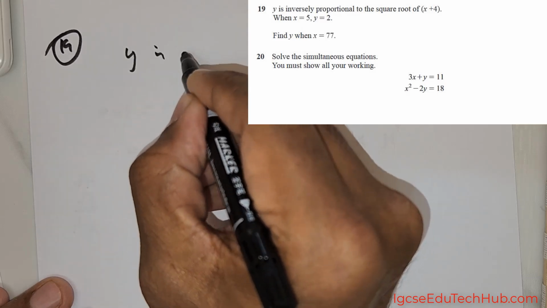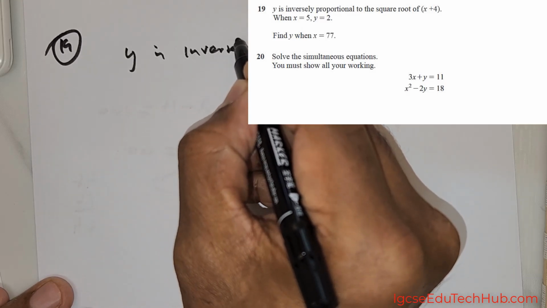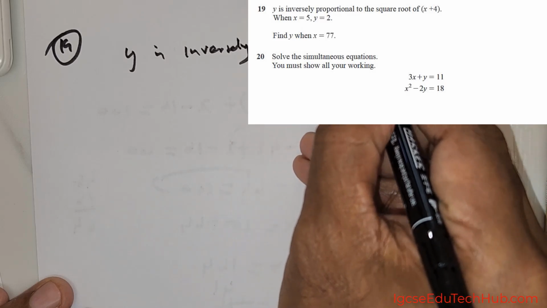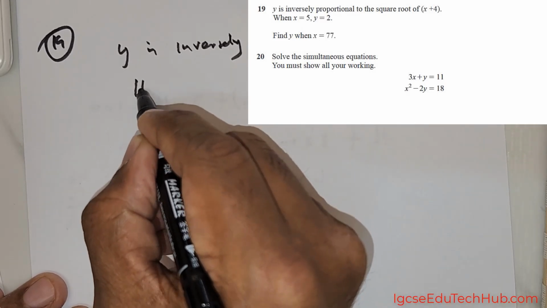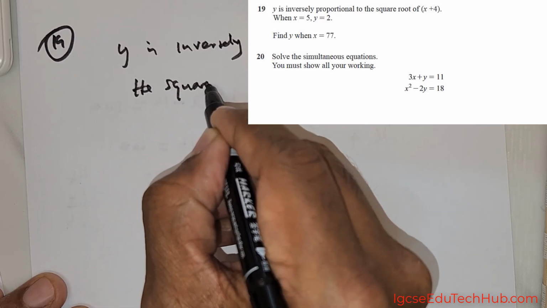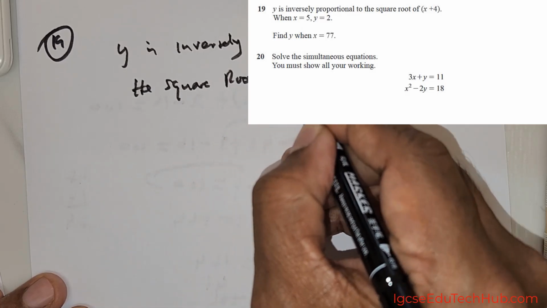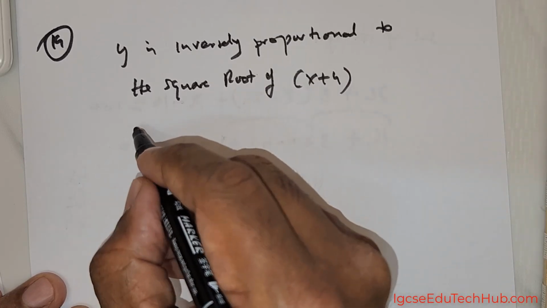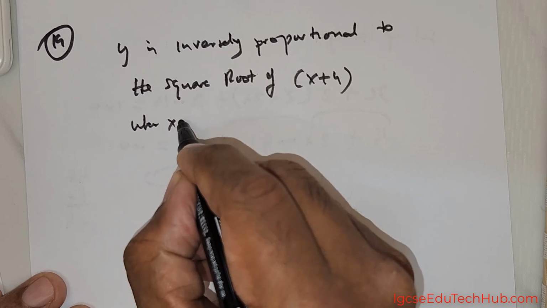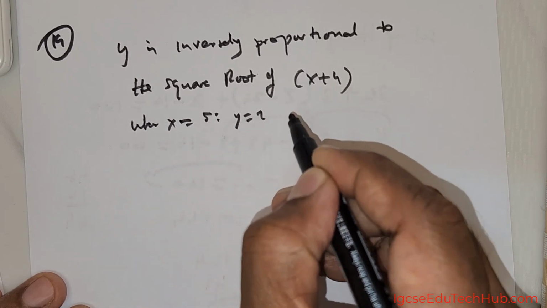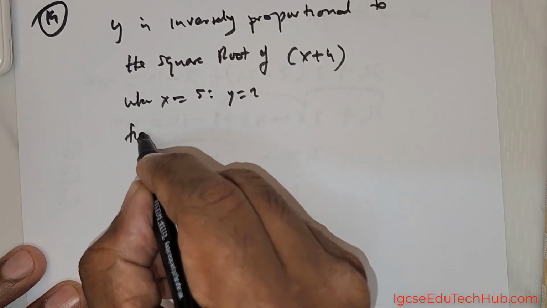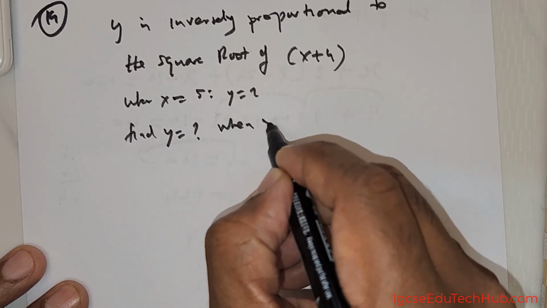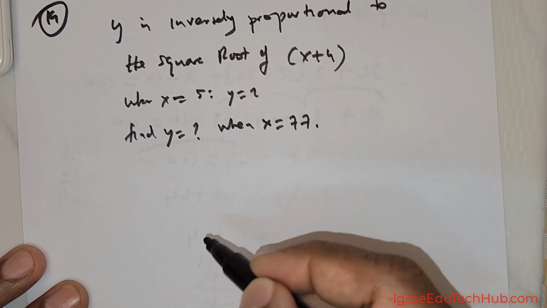It says that y is inversely proportional to the square root of x positive 4. Now when x is equal to 5, y is equal to 2. Find y when x is equal to 77.